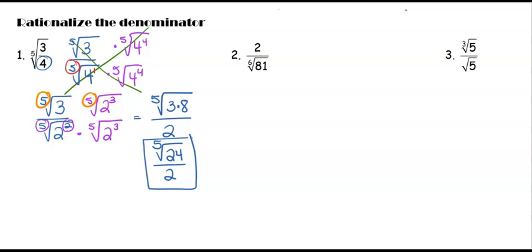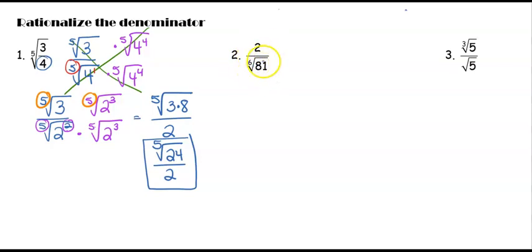No, because with radicals, it's about location, location, location. 24 is inside the radical, 2 is outside the radical. So those numbers are not in the same spot. They do not get reduced down. All right, number 2, we look at this the same way.